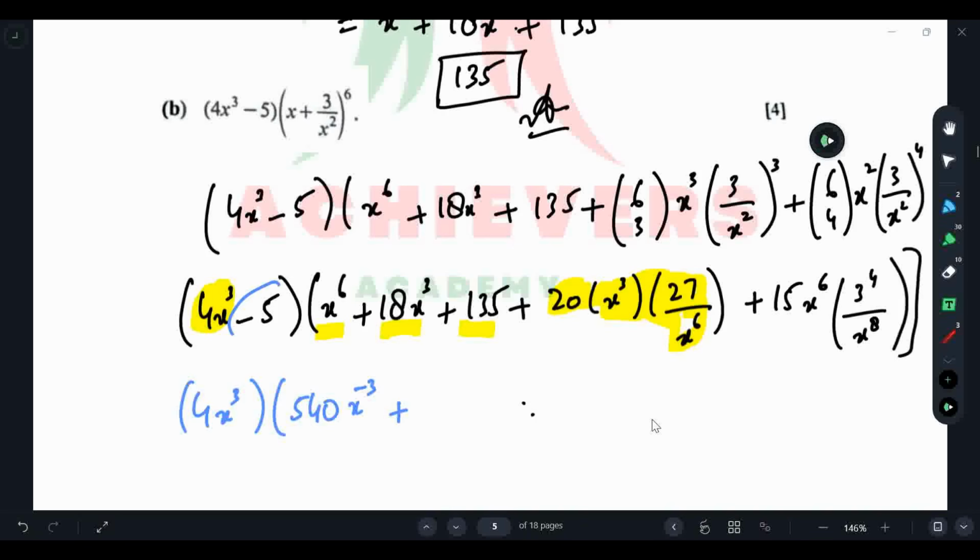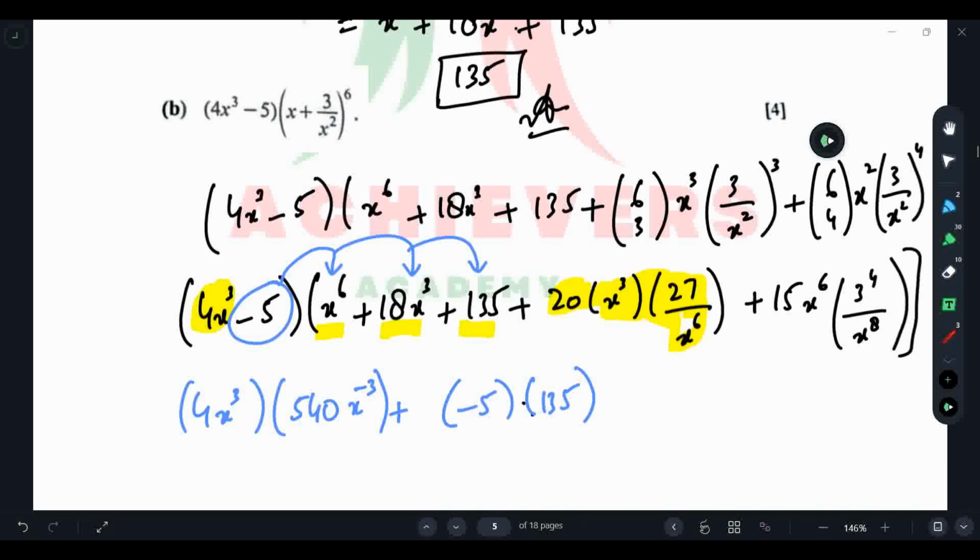Now if we multiply minus 5 with this one, we will not get the term independent of x. So if we multiply minus 5 with this one, still we will not get the term independent of x. So finally we have to multiply minus 5 with 135. We will get the term independent of x.